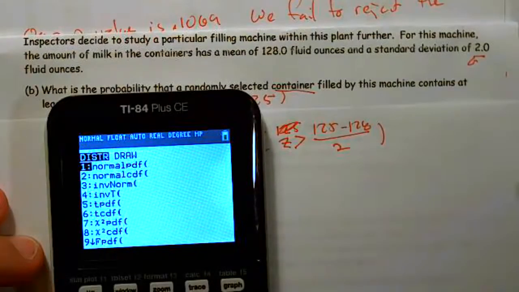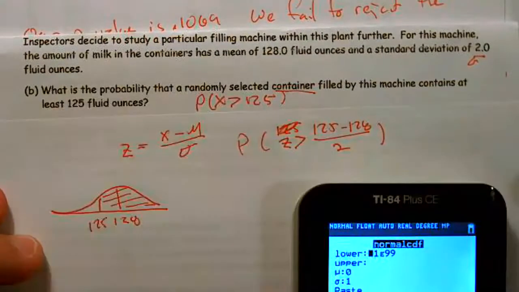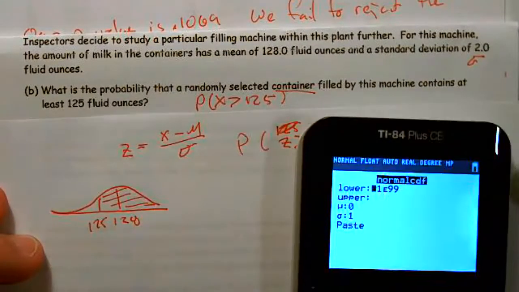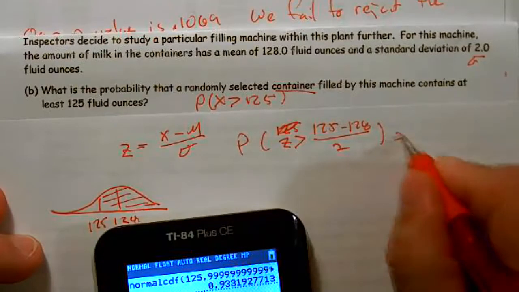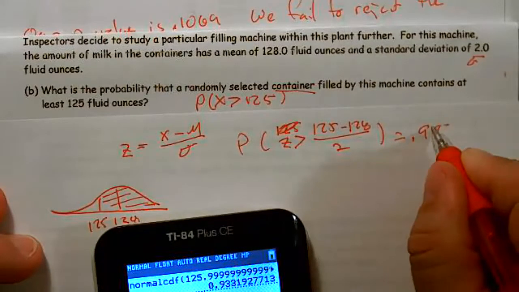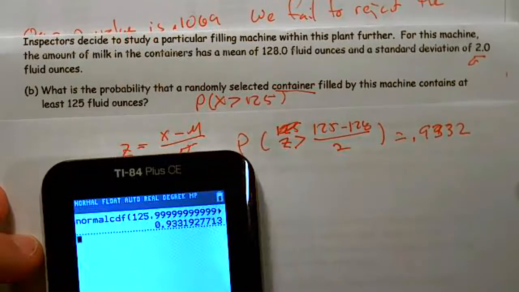Second vars, normal CDF, lower, based on my chart, my drawing is 125, upper 128, upper infinity, mean of 128, standard deviation of 2, and I get a value of 0.9332. All right, I also would like to run this slightly different.